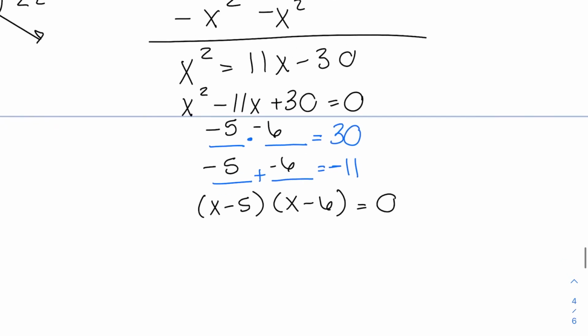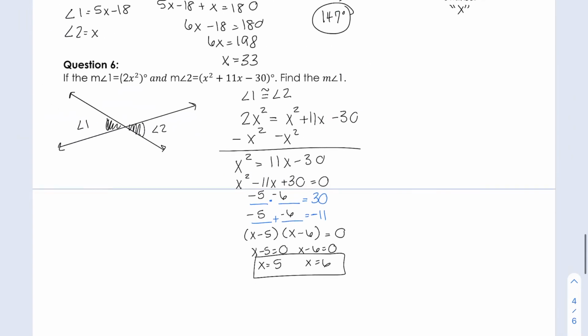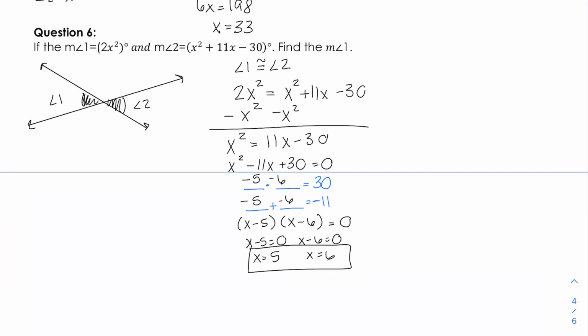And then to solve for both x values, I set them both equal to 0. So I get x is equal to a positive 5, x is equal to positive 6. Okay, so it wants me to find angle 1. Just find x on this one, that's fine. That's all you need to do on that one, okay?